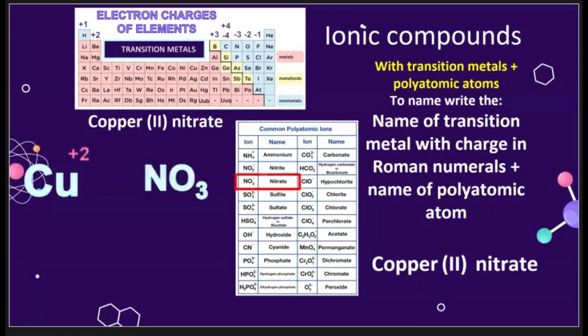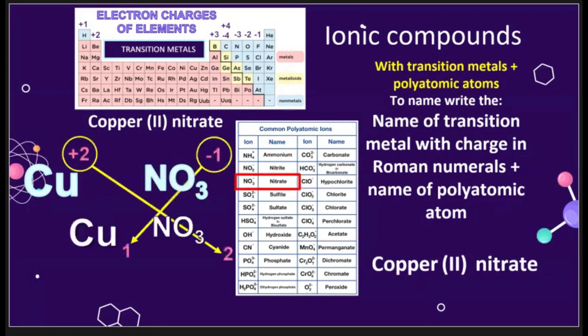Si nitrate naman has a negative 1 charge. So cross charges, we can have the chemical formula for copper(II) nitrate as Cu(NO3)2. Yung 2 ni nitrate indicates that copper has a positive 2 charge.